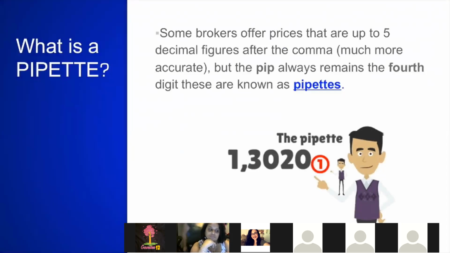So in this picture, you see 1.3020, and that 1 is the pipette. Let me tell you now, ignore that number. When you're calculating, don't even add it to your calculator. Or if you do, act like it's that invisible friend that you had.